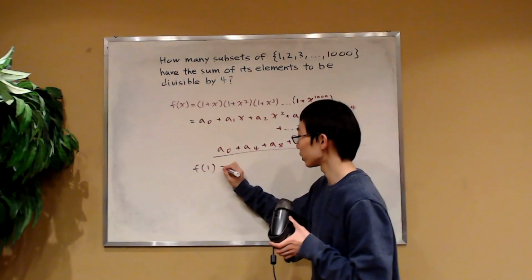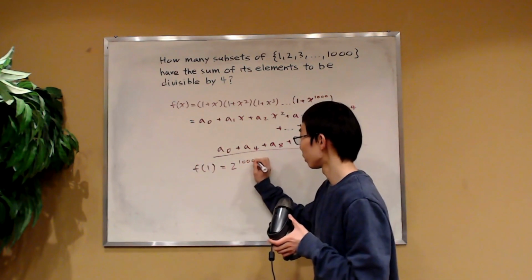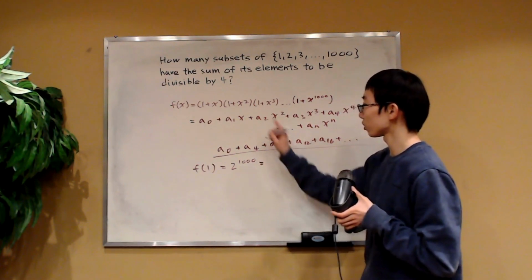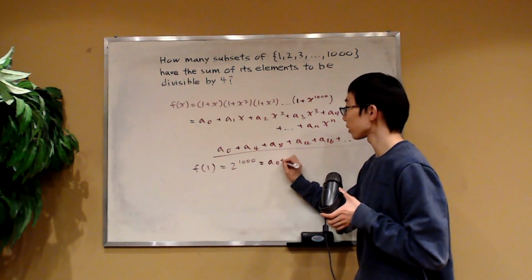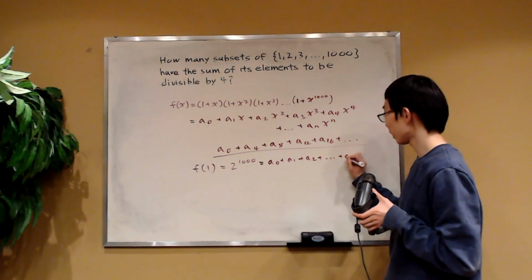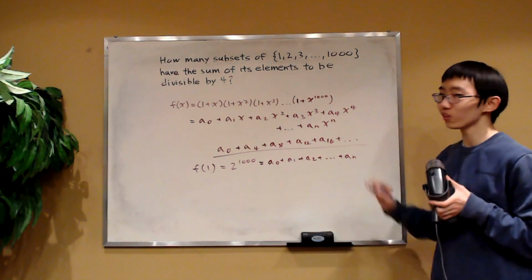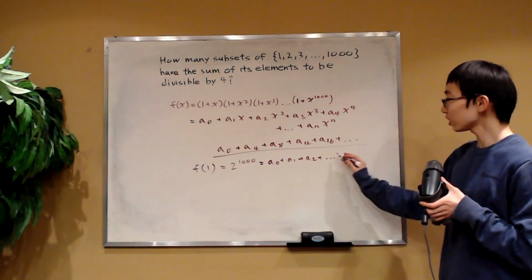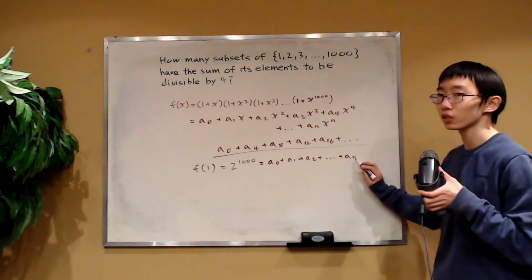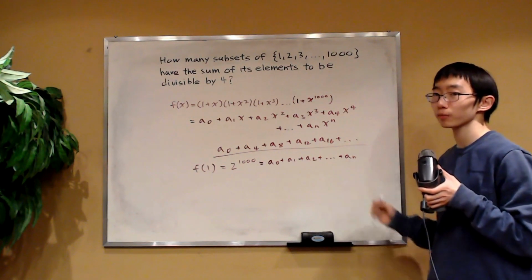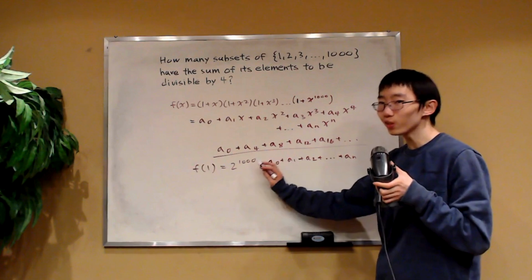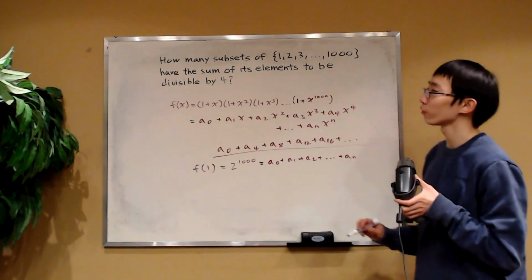So f of 1 is just 2 to the 1,000. But now let's plug it into the standard form polynomial. Plugging x is equal to 1 gives us a0 plus a1 plus a2 plus all the way until an, right? And notice what this means. This means that we have a sum of the coefficients, and the sum of the coefficients will tell us how many total subsets there are, right? And it's equal to 2 to the 1,000. So there are 2 to the 1,000 different subsets we can form.